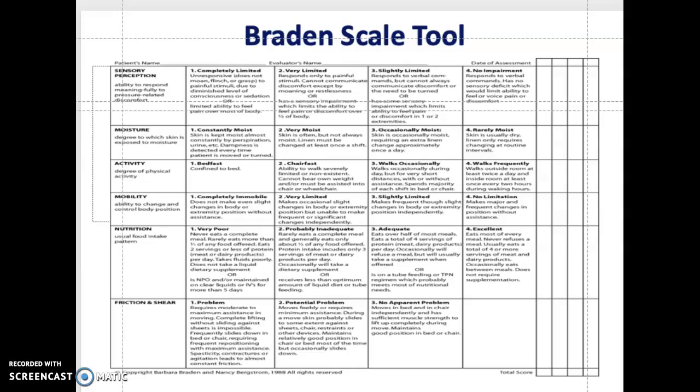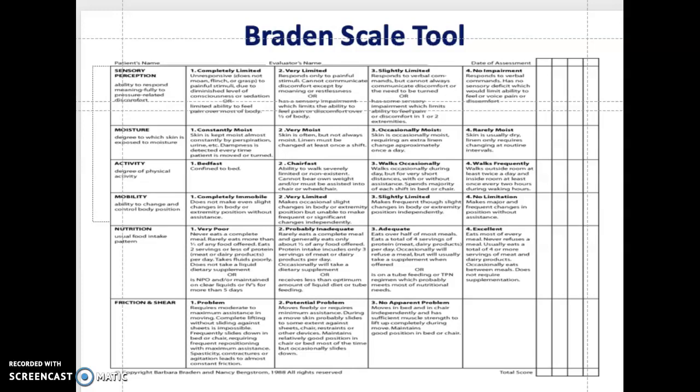Activity. If the patient is bedfast or confined to bed, they will score a 1. The mobility. If the patient has very limited mobility, they will score a 2. The nutritional intake. If the patient has very poor nutritional intake, they will score a 1. And friction, if the patient requires moderate to maximum assistance in moving, they will score a 1. So a total score of 12 or less represents high incidence for pressure injuries.